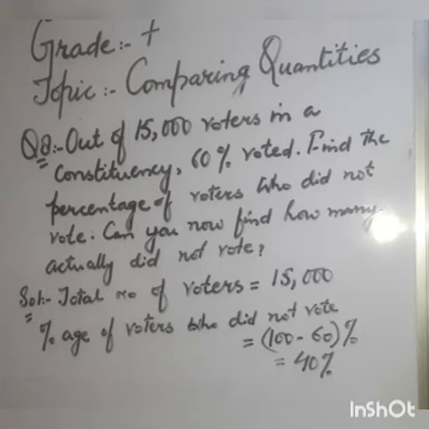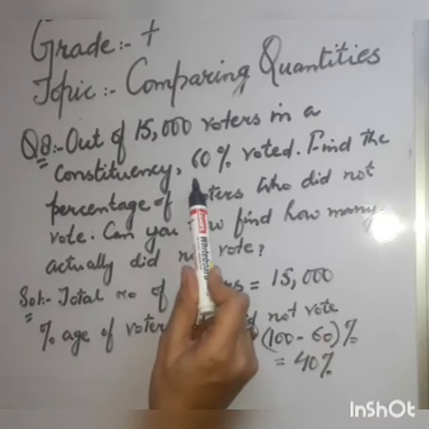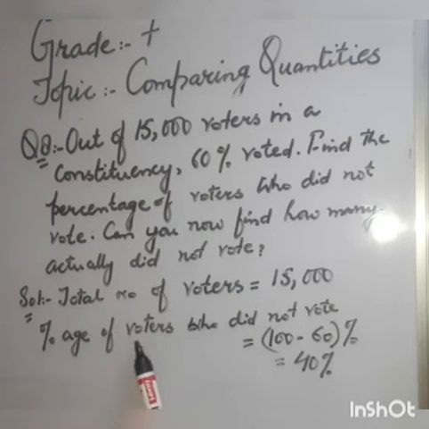So first we'll solve the first part of the question, which says to find the percentage of voters. Now total number of voters is 15,000 and percentage of voters who voted is 60%. So the percentage of voters who did not vote will be equal to 100 minus 60, because we know total percentage is 100%. So 100 minus 60 is 40. So there are 40% voters who did not vote. Clear?